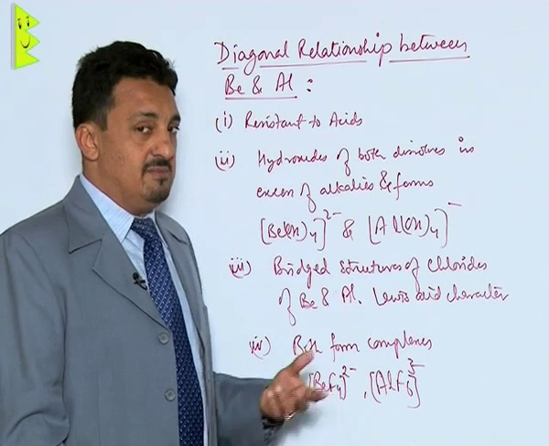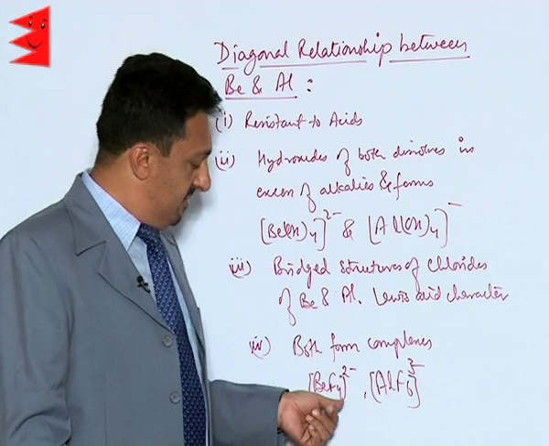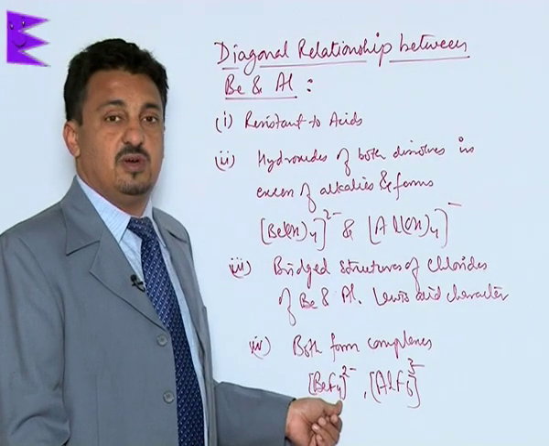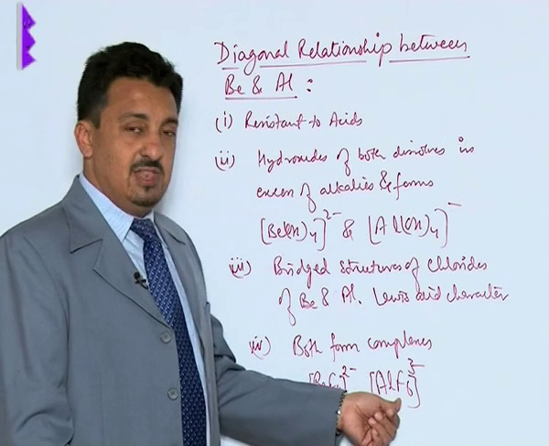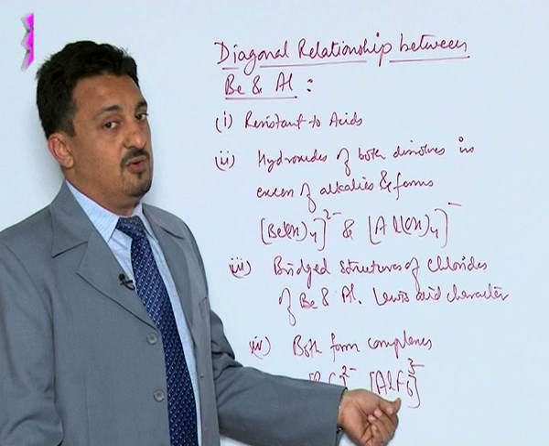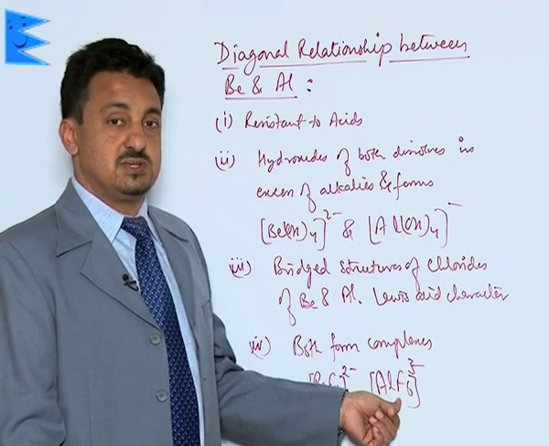What we have to remember is that a beryllium complex will not have a coordination number more than 4 because it cannot extend its octet due to the absence of d orbitals, whereas aluminium, yes, can extend its octet due to the presence of the 3d orbitals, and therefore it can go up to 6 ligands or 6 coordination number.